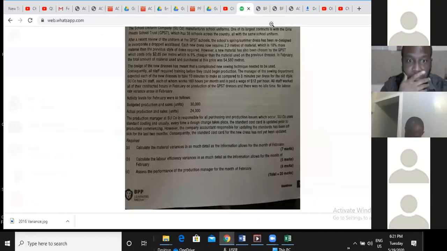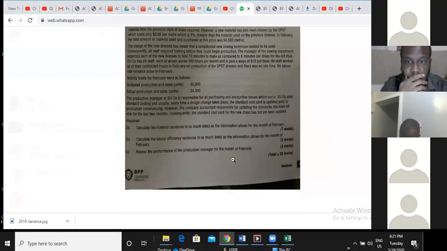A. Calculate the material variances in as much detail as the information allows for the month of February. B. Calculate the labor efficiency variances in as much detail as the information allows for the month of February. Then C. Assess the performance of the production manager for the month of February.